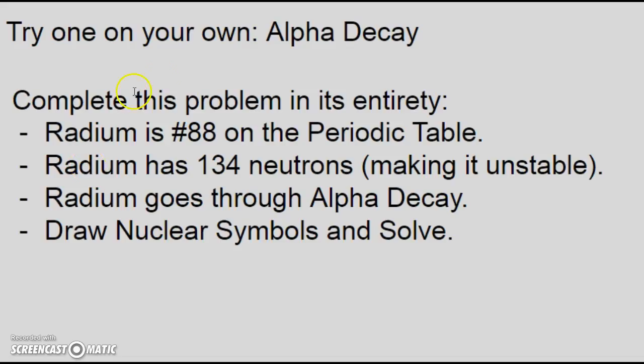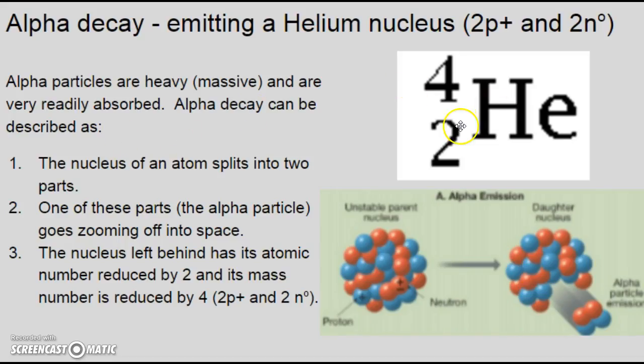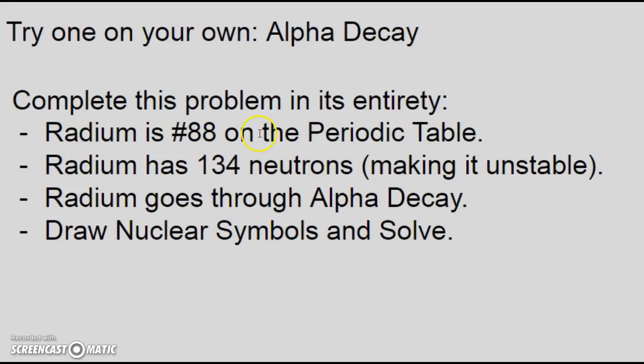Here goes. So let's try this. Let's try one on our own, alpha decay. And we'll put this all together. So this will be a little bit new to you. But remember, if we have information, we're going to subtract out the 4 on the top, the 2 on the bottom, by having it go through this alpha decay. So this might be a little bit new, but I'll just throw you in the mix here.